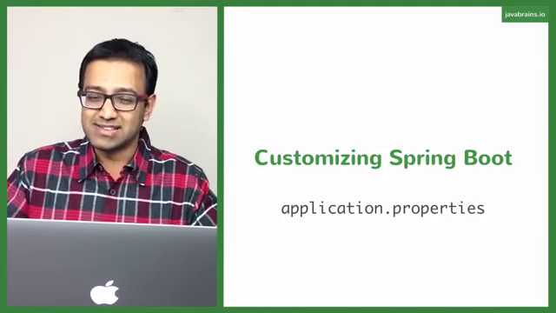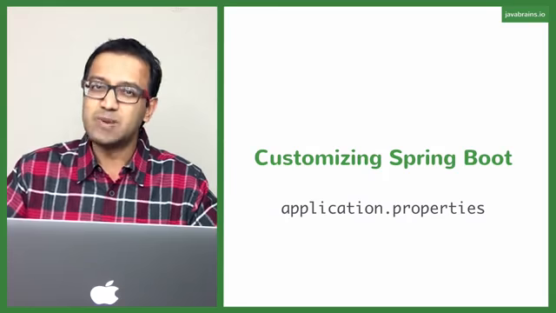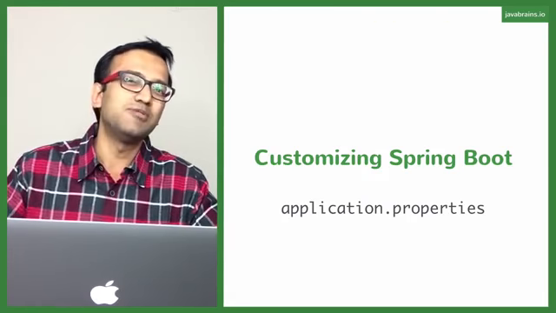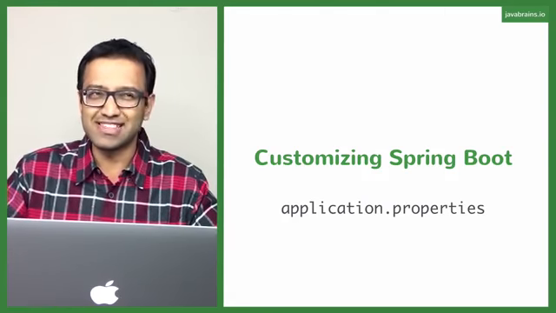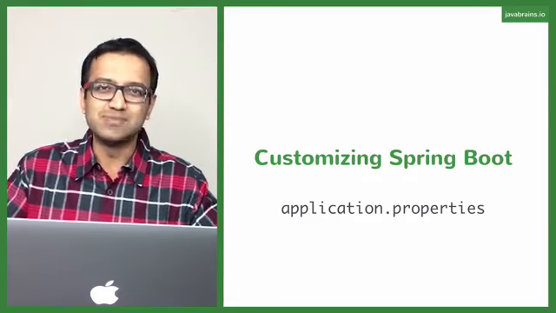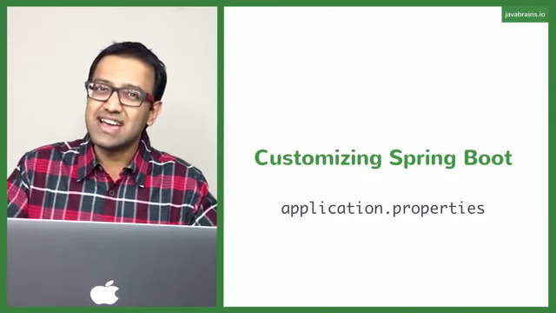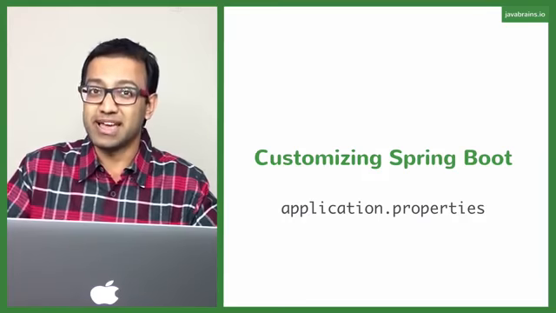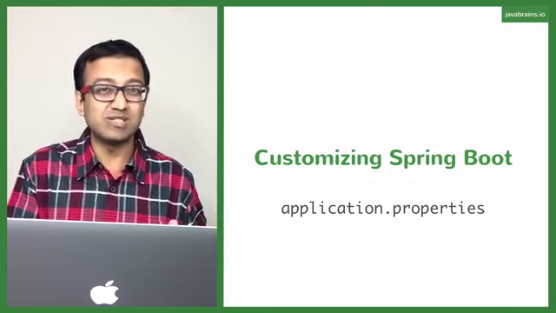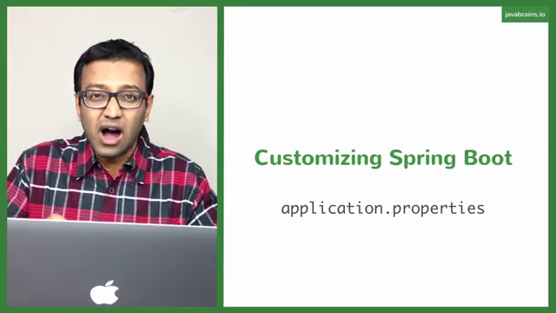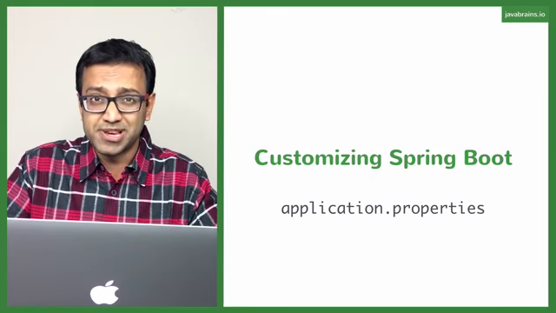The way to customize Spring Boot applications is by using a property file. There are actually multiple ways to do it. One typical way to do it, and I think the easiest way to do it, is by using a property file called application.properties. This is actually a way to customize your Spring application itself, and it's got nothing to do with Spring Boot. So how do you use application.properties?